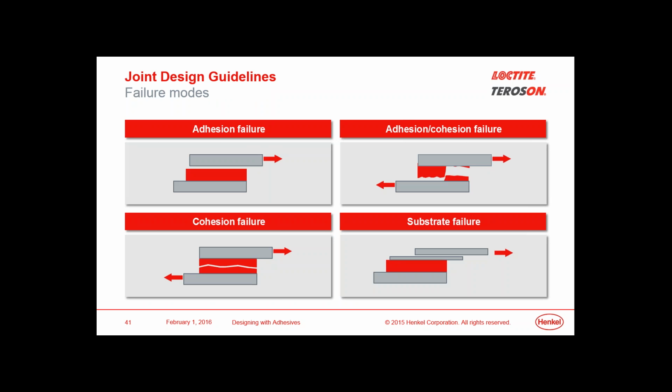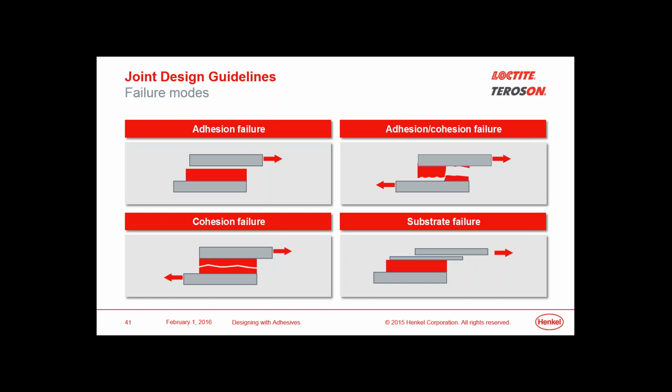When we test adhesive applications, there's basically 3 types of failure that we are looking for. Once we allow the adhesive to fully cure and we do some type of a destructive test on the bonded joints, the first thing that we definitely do not want to see is adhesion failure. That would quite obviously be an inappropriate adhesive candidate for that particular assembly.